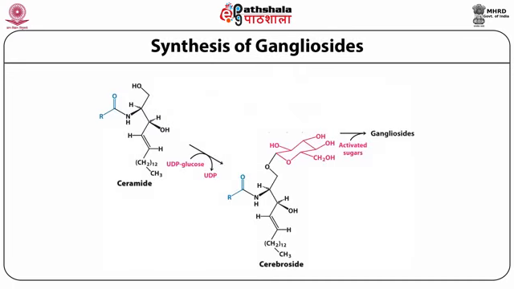Let us look at the synthesis of gangliosides, which are another important class of complex lipids. We had mentioned earlier that the gangliosides are also formed from ceramides. Again, please note that just like cerebrosides, gangliosides do not contain phosphorus. So these are not phospholipids but are generally classified under glycolipids.